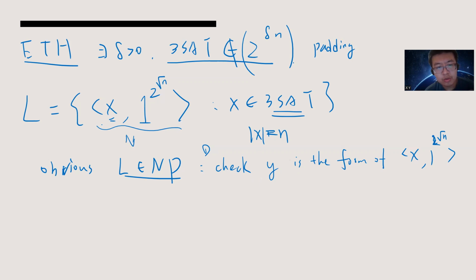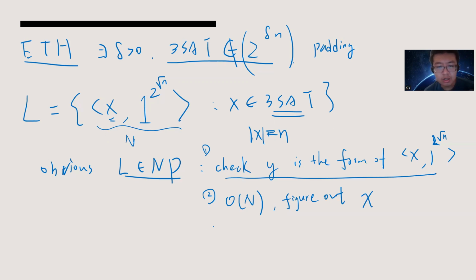You just need to scan it in linear time. For capital N, you can find x, and because x is in NP, 3SAT is in NP, you check the form first, and then you spend linear time in the input N to figure out the x, and x is a SAT formula. If there's a satisfying assignment, then you just check that it satisfies the formula. So this language is in NP.